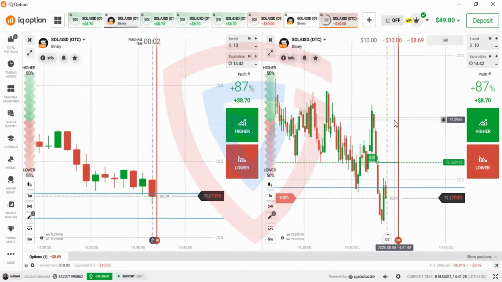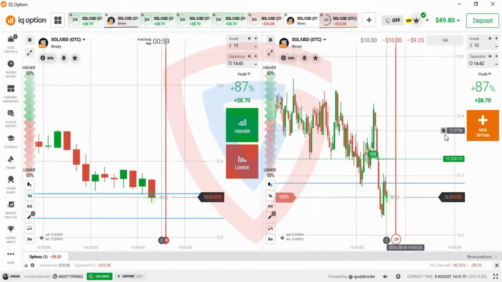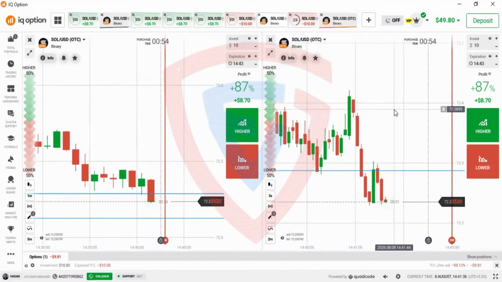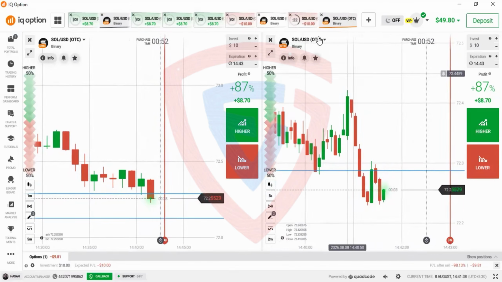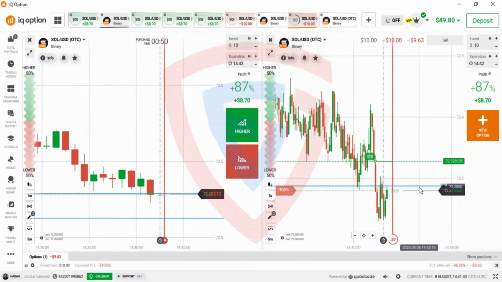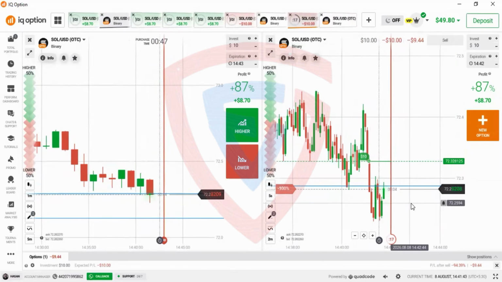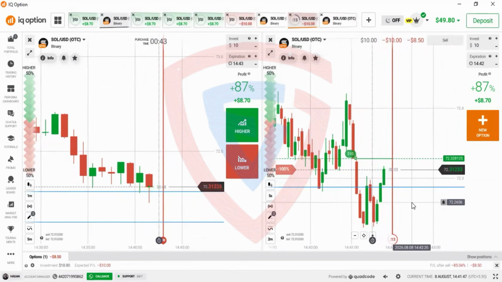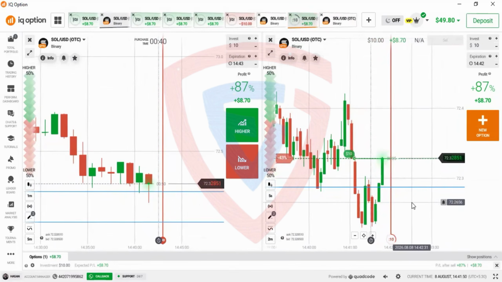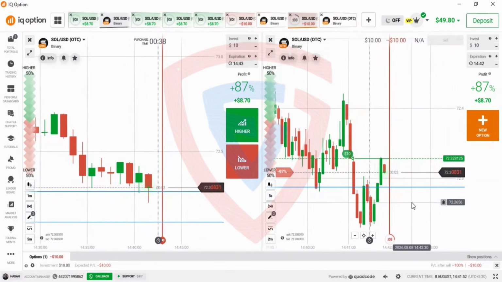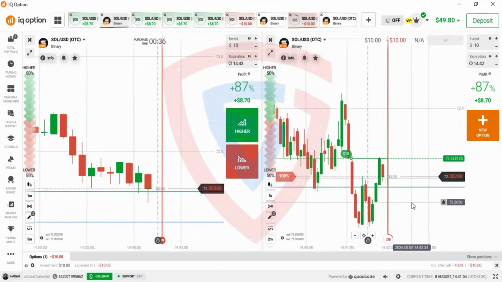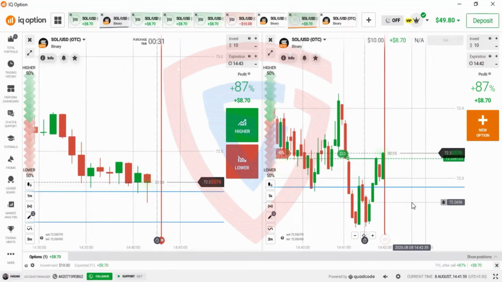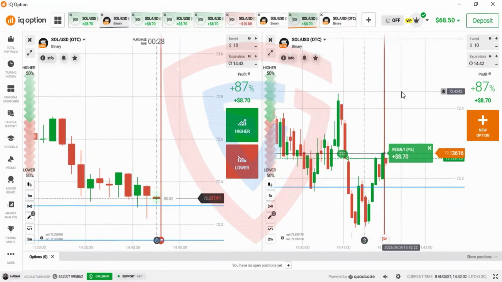Okay, let's see what happens here. So it is the strongest point. Okay, we have 10 seconds. Okay, this is a winning trade.